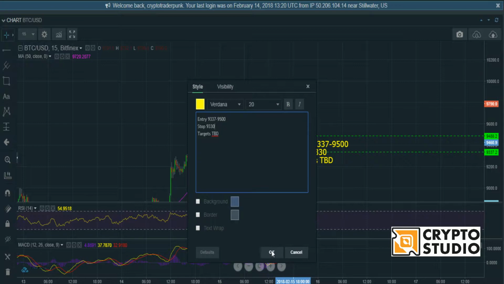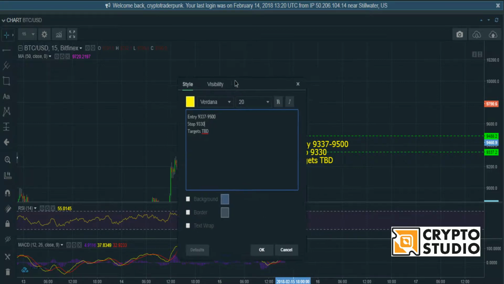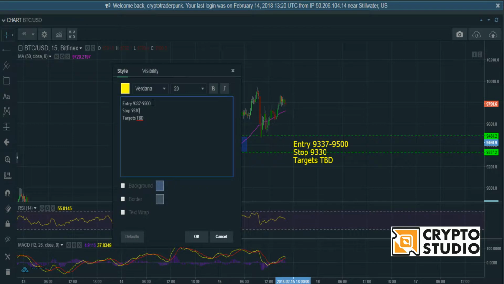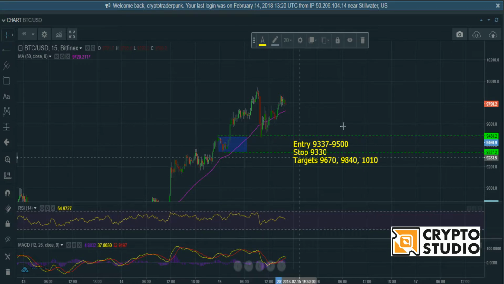So targets on this one: if I'm going to be risking 170, my entry is going to be at 9,500. So I am going to put target one at 9,670. Target 2 is going to be 9,840. And target 3 is going to be at, alright, those are going to be my three targets. So that is what I have for Bitcoin.